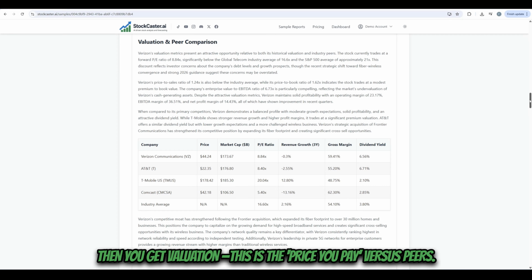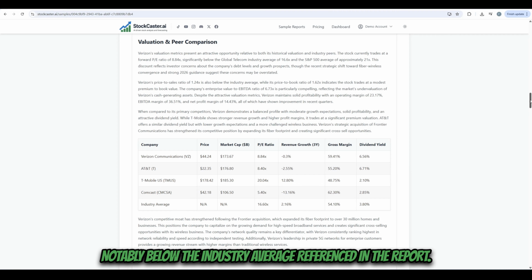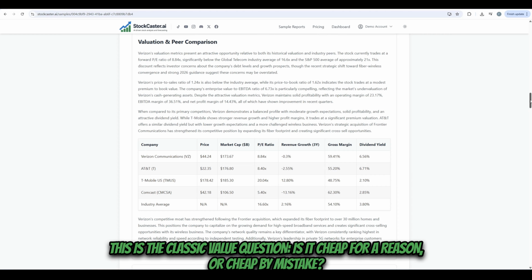Then you get valuation. This is the price you pay versus peers. Here, Verizon's forward PE is shown at 8.84, notably below the industry average referenced in the report. This is the classic value question. Is it cheap for a reason or cheap by mistake?